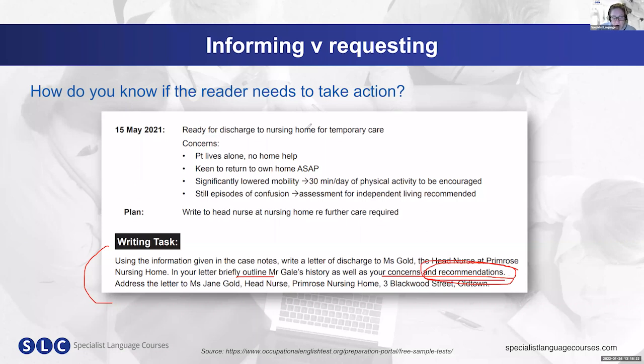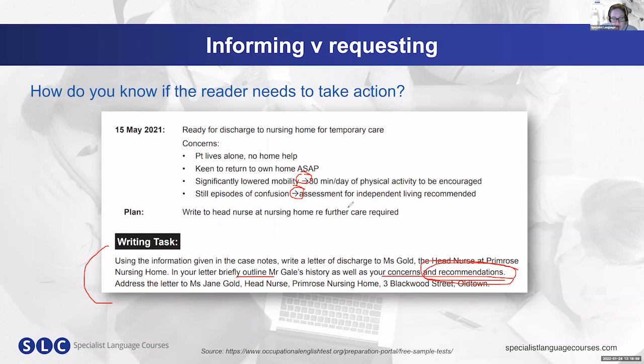So we've got ready for discharge to nursing home for temporary care. So we've got a little bit of the context. Concerns. Patient lives alone, no home help. Okay, well, that's obviously why she needs to go there. Keen to return home ASAP. Significantly lowered mobility. And then you've got this phrase, the connecting action: 30 minutes per day of physical activity to be encouraged. Still episodes of confusion. Assessment for independent living recommended.